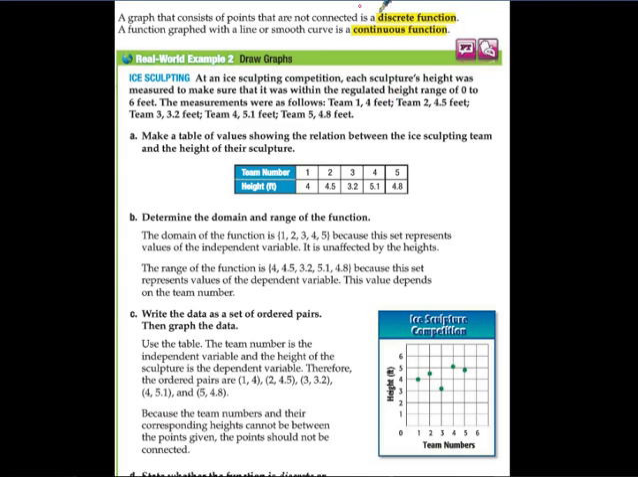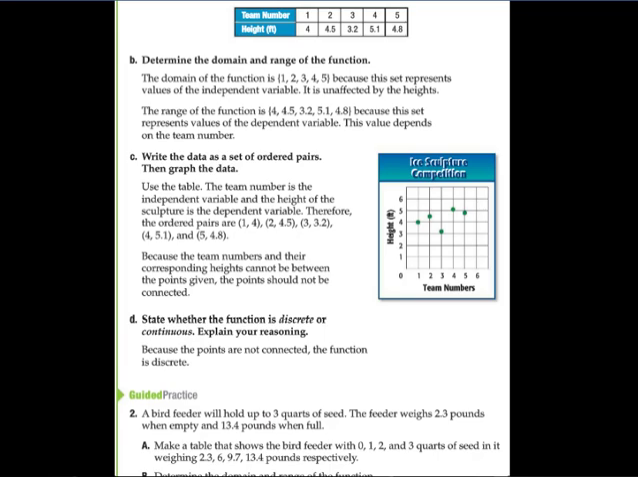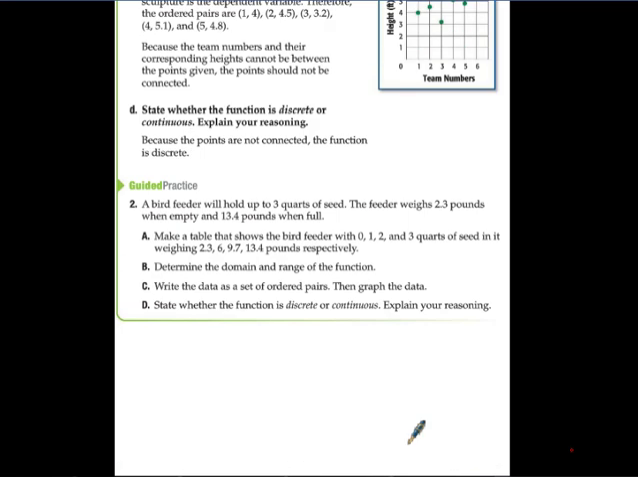Discrete or continuous. Let's take a look up here. A graph that consists of points that are not connected, it is discrete. A function that is graphed with a line or a curve, that is continuous. So pretty easy. Discrete is separated, continuous is connected.